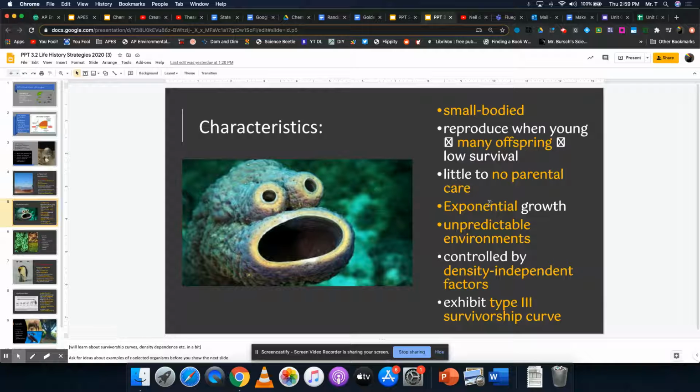Their populations exhibit exponential growth over the short term. Any population will experience exponential growth provided the limiting factors aren't stopping it. It is much easier for R selected species to do that exponential growth in the short term. They do better in unpredictable environments because their populations can increase so quickly. They're more heavily influenced by density independent factors like natural disasters or other changes in your environment, and they exhibit type 3 survivorship, which we'll talk about in a moment.